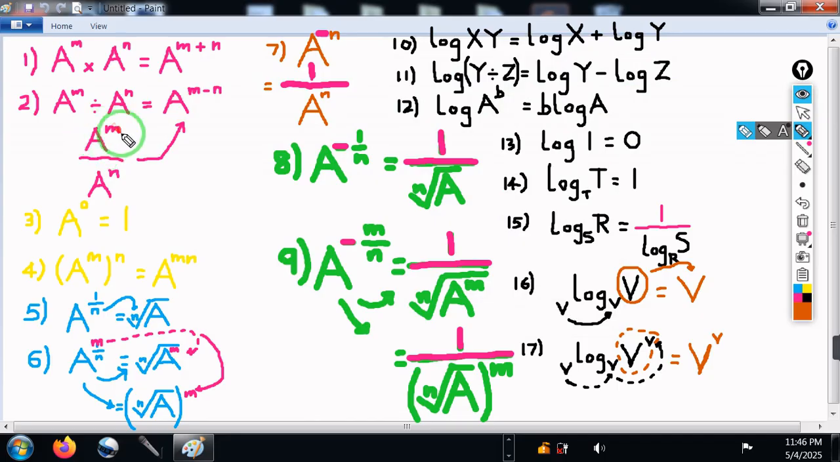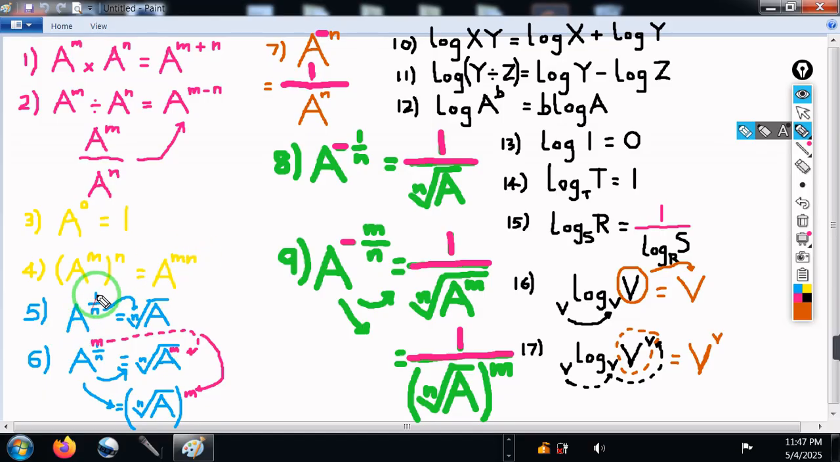A to the power of m, everything over a to the power of n, is also equal to a to the power of m minus n. A to the power of 0 equals 1. Open bracket, a to the power of m, close bracket, to the power of n is equal to a to the power of mn.